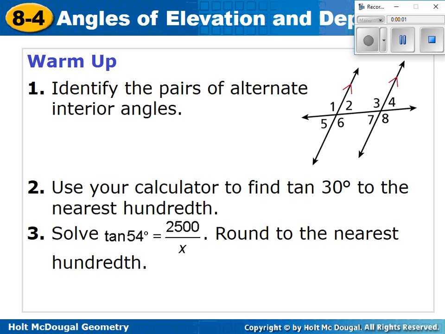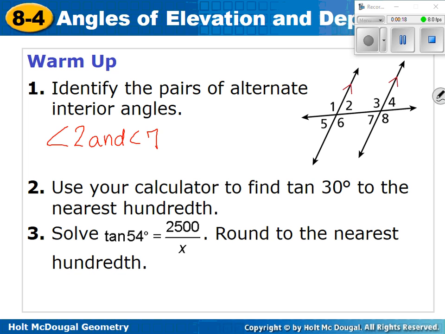We use one pair of alternate interior angles. Careful, 5 and 2 are vertical angles. They are not alternate interior angles. Trey? 2 and 7 are alternate interior. Angles 2 and angle 7.